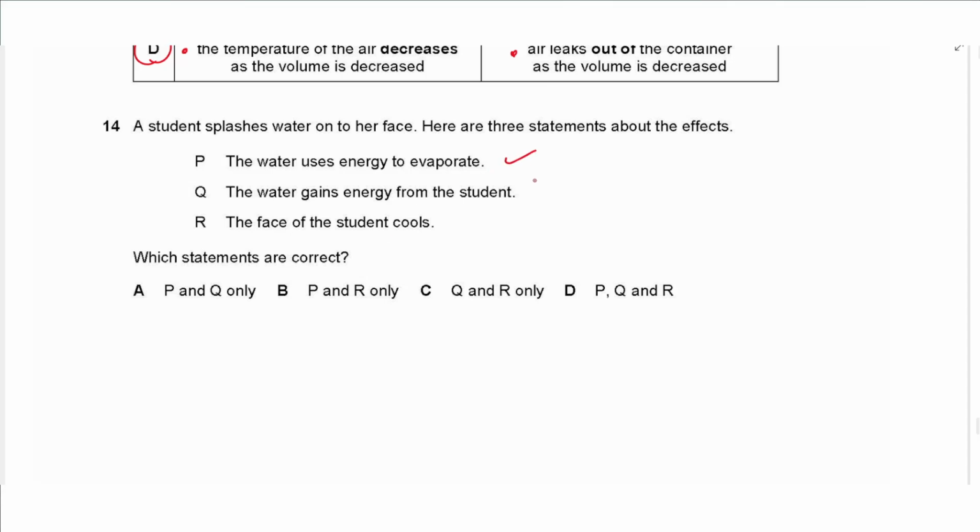All of those are correct because evaporation needs energy to break bonds between molecules and it gains that energy from the student and this causes a cooling effect. So all sentences are true, P, Q, and R. So the answer is D.